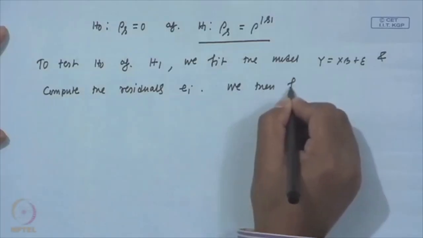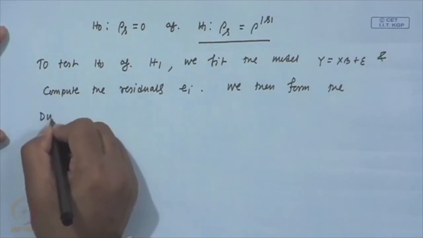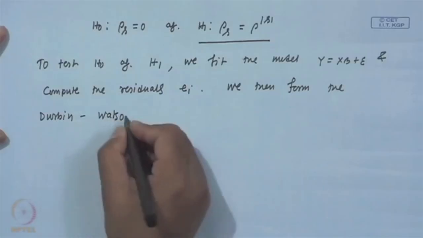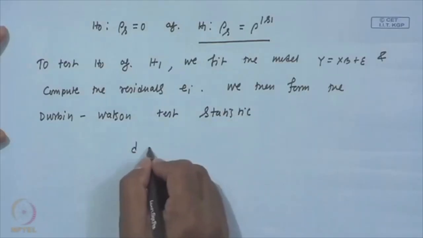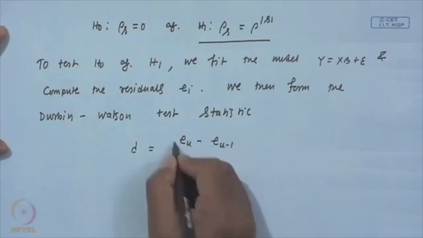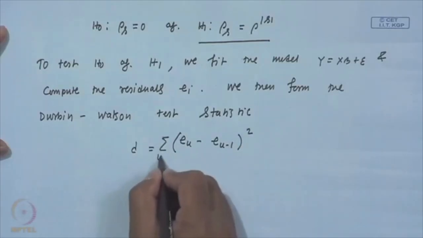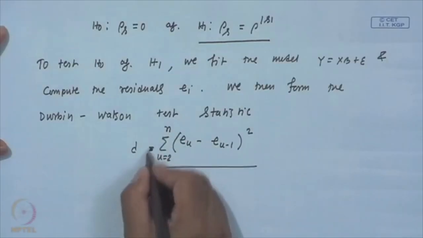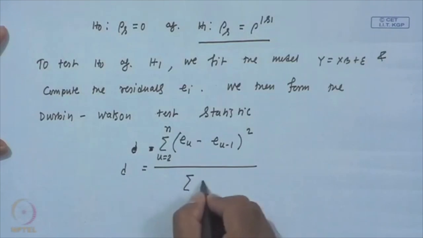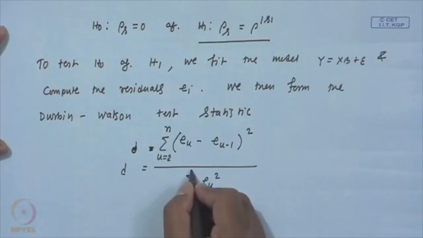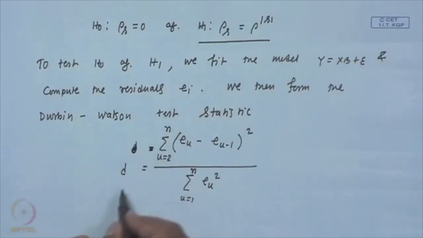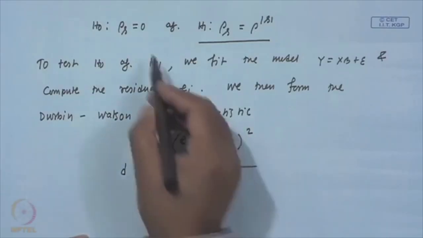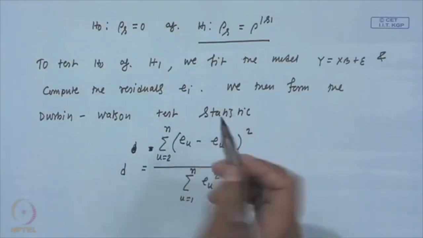We then form the Durbin-Watson test statistic, d equal to the sum of (e_u minus e_(u-1)) square, u from 2 to n, divided by the sum of e_u square, u from 1 to n. So, given a set of data, you fit the model, you find the residuals, and then you compute the Durbin-Watson test statistic. And then based on this test statistic, we will now test the hypothesis whether there exists autocorrelation in the data or not.